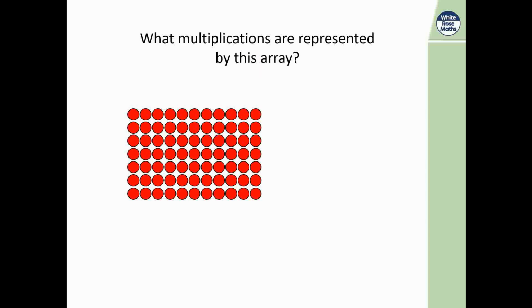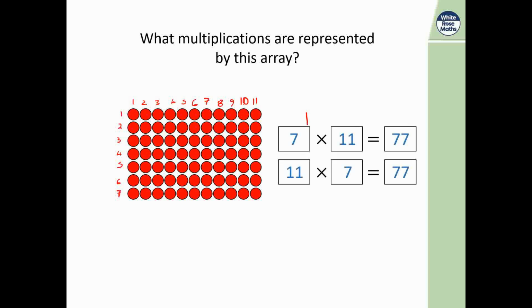What multiplications are represented in this array? Well, I suppose we have to count here. 1, 2, 3, 4, 5, 6, 7. So it's 7 times 1, 2, 3, 4, 5, 6, 7, 8, 9, 10. Okay, it's the 11 times table. So it must be what is represented here. 11 times 7. Actually, I won't write it because I think it will appear. Or, as you said, 11 times 7 or 7 times 11. Let's see. Yeah, there we go. So I shouldn't have written it. 11 this way and 7 that way.